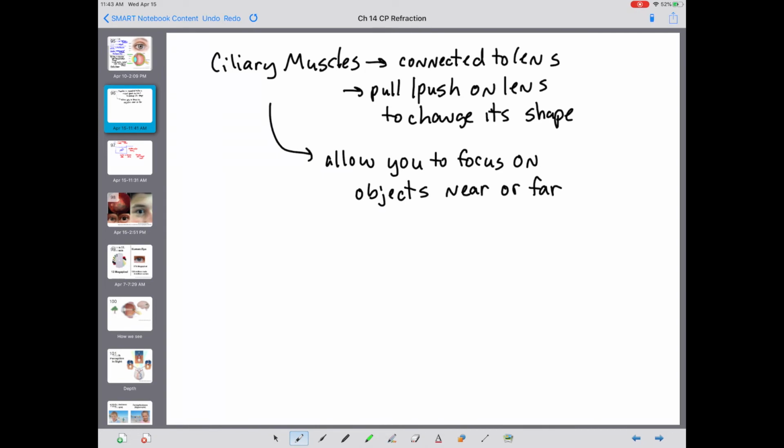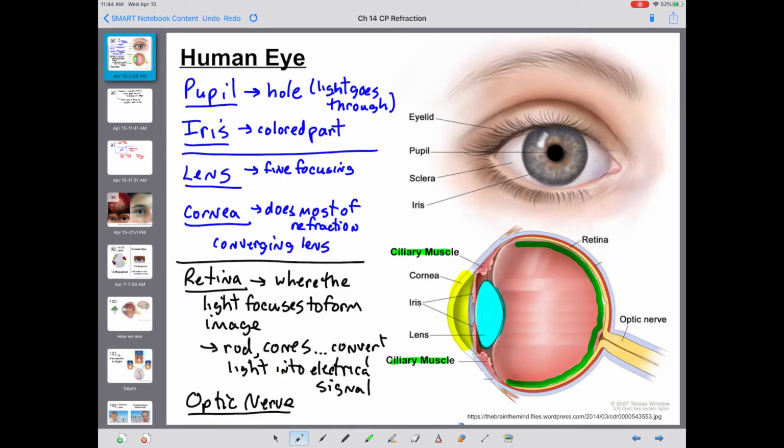So maybe parents, people you've seen, you see them when they start to read something, they'll start to move it further and further away from them to be able to see it clearly. They have hit that point where the ciliary muscles are no longer working right. The lens has lost some of its elasticity and they lose the ability to focus on things close. That's when you get reading glasses. So overall, these are the parts of the eye.